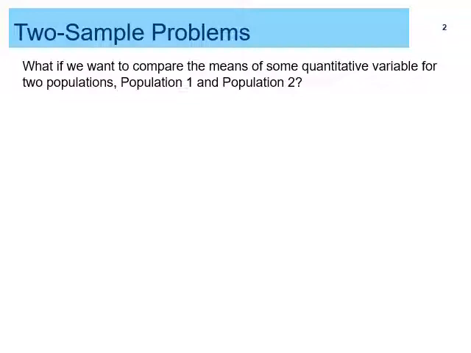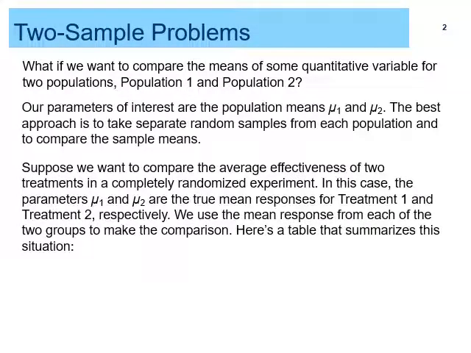What if we want to compare the means of some quantitative variable for two populations, population 1 and population 2? So our parameters of interest are the population means, that is mu1 and mu2. The best approach is to take separate random samples from each population and to compare the sample means.